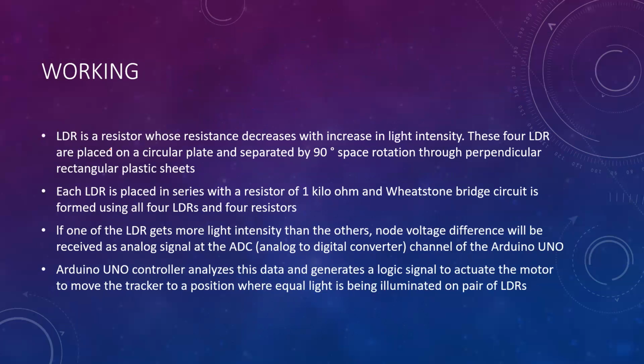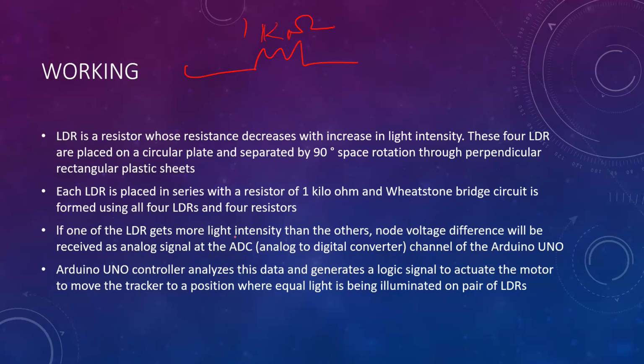An LDR is a resistor whose resistance decreases with an increase in light intensity. These four LDRs are placed on a circular plate separated by 90 degrees, with space separation through perpendicular rectangular plastic sheets. Each LDR is placed in series with a resistor of 1 kilo ohm, and a Wheatstone bridge circuit is formed using all four LDRs and four resistors.